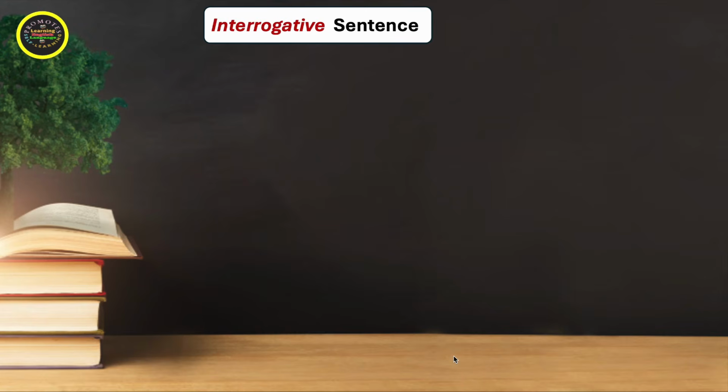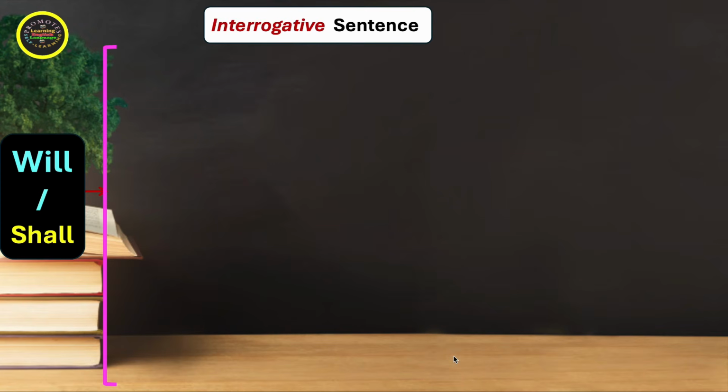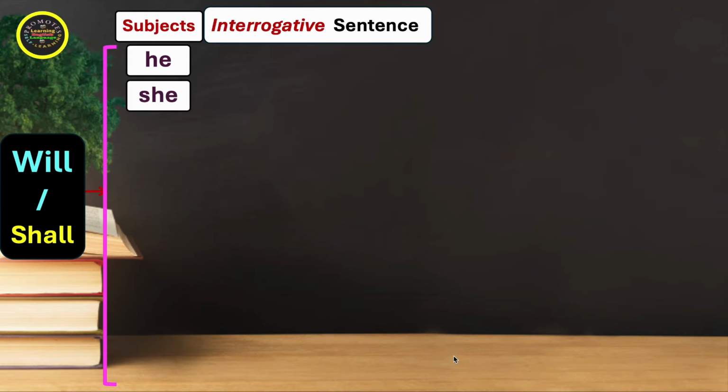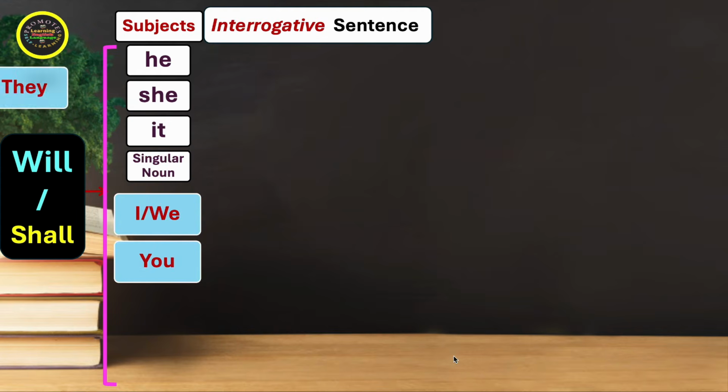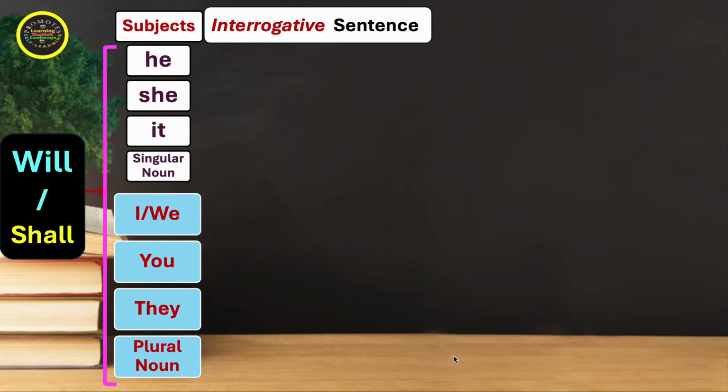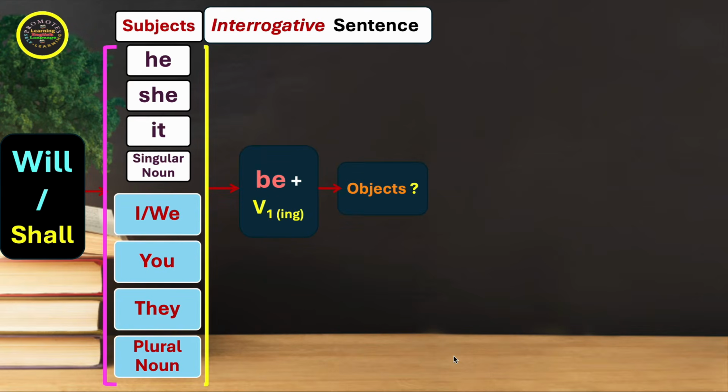That is the interrogative form of sentence of future continuous tense. In this case, helping verb will or shall will come first before the subjects like she, of course with a small letter, she, it, singular noun, I or we, you, they, and plural noun. Then we will use be plus the first form of the verb with ing. And then we have objects or other words.